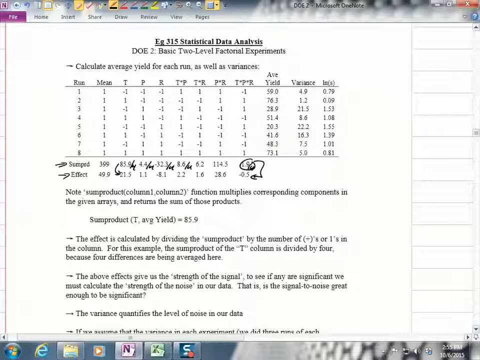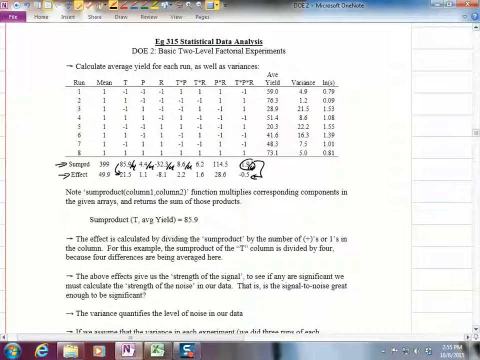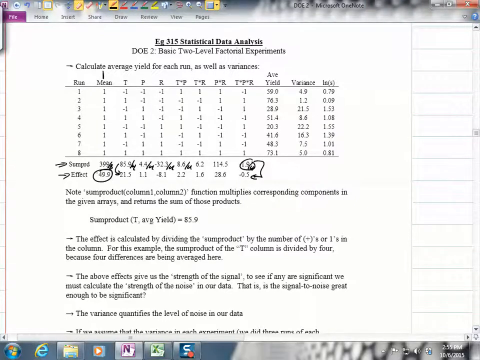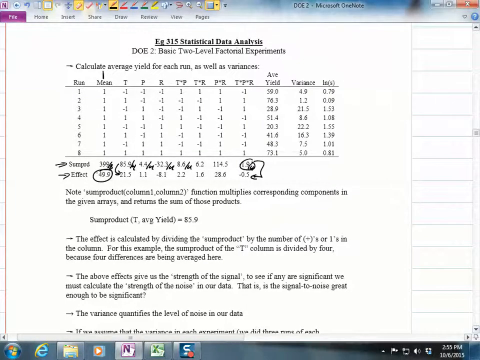Notice one little tricky part. To get the mean, what do I want to do? I want to add up all these numbers and divide by 8, right? Since I've already got the sum product typed in, I'm just going to divide that one by 8 instead of 4 to get the mean. That column gives us an easy way to calculate the average of all the data. The mean yield was about 50 for all the data points.